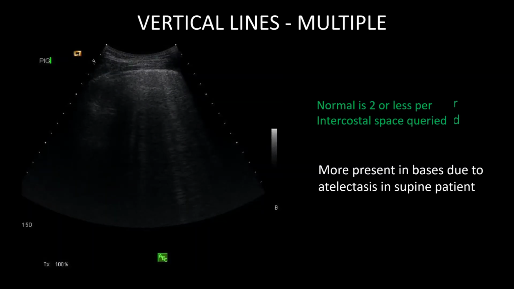This is a clip showing multiple vertical lines coexisting in a single lung intercostal space. The normal number of B lines is 2 or less per zone examined. It tends to be more in the dependent areas of the lung and represents usually early atelectasis.